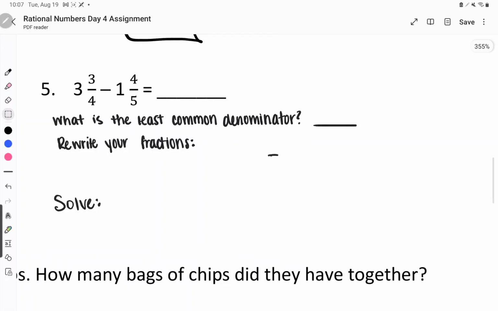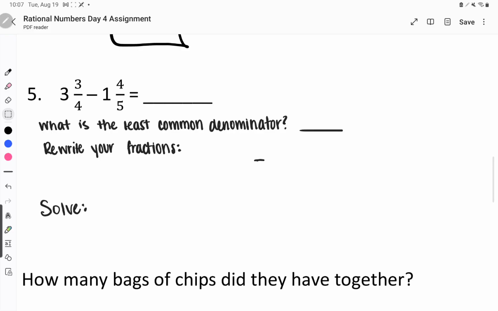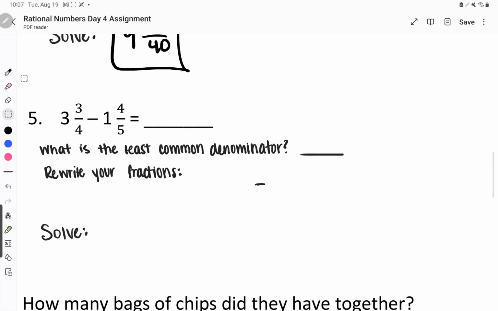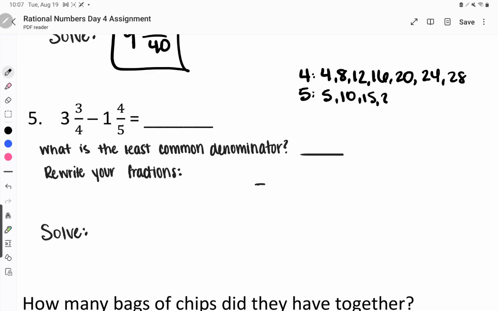All right, so I have 3 and 3/4 minus 1 and 4/5, sorry. So whenever I add or subtract fractions, what do I have to have? A least common denominator. So I have 4 and 5. 4 gives me 4, 8, 12, 16, 20, 24, 28. 5 is 5, 10, 15, 20, and I'm going to stop right there because I have a 20 here and a 20 here. Now to get from 4 to 20, what would I multiply by? This would be times 5.